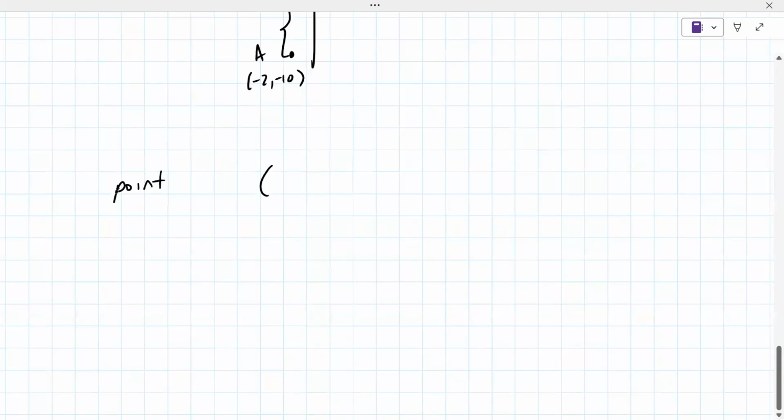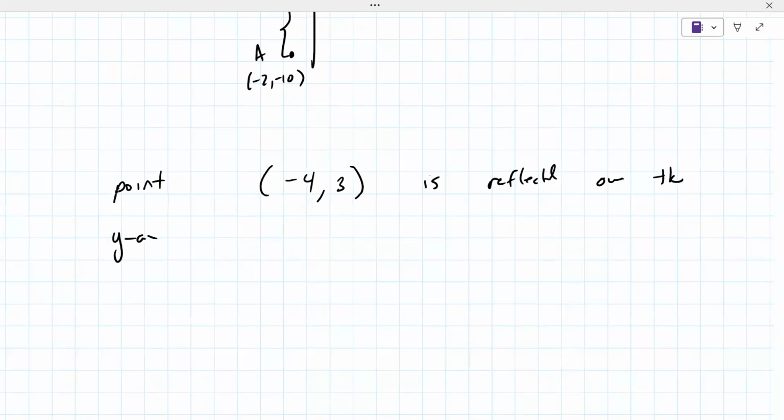Point -4, 3 is reflected over the y-axis. Okay.